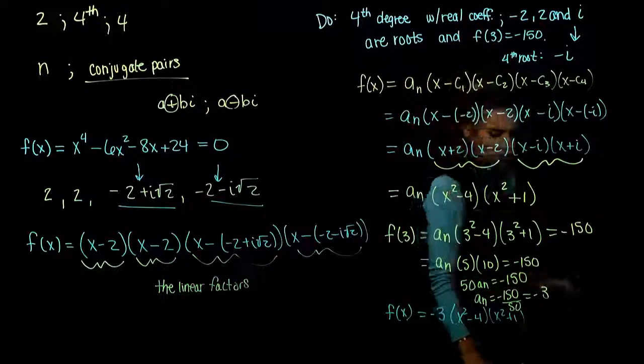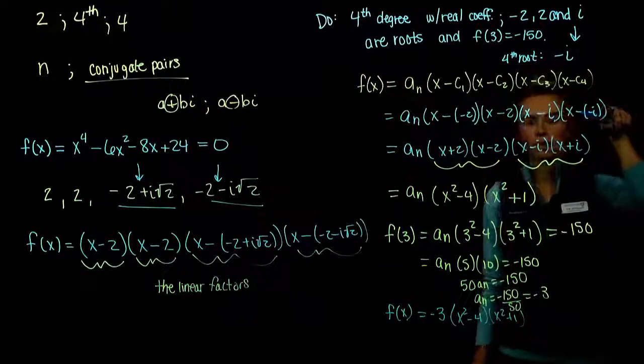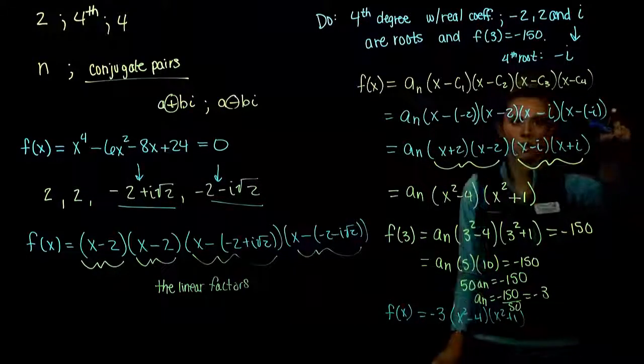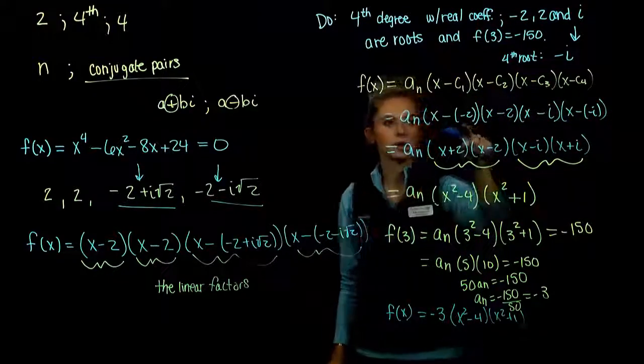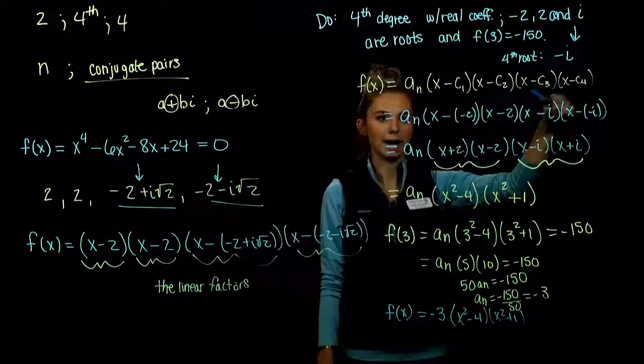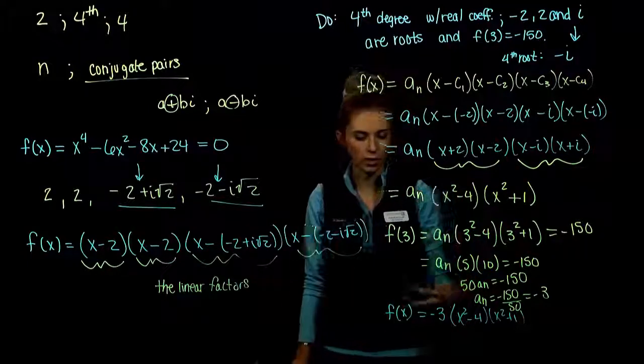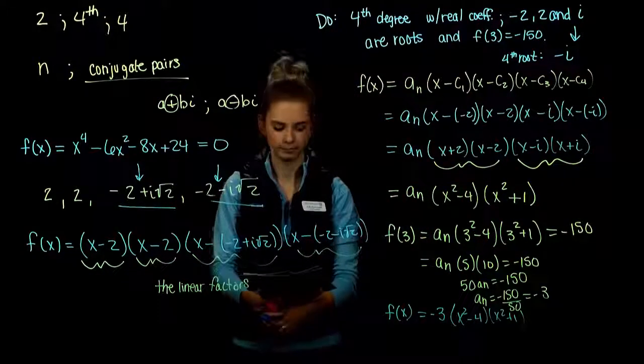And if you think you've done it incorrectly, factor it back out, get us here and set it equal to 0. See if those roots actually occur at negative 2, positive 2, i, negative i. We could also graph it and look there as well.